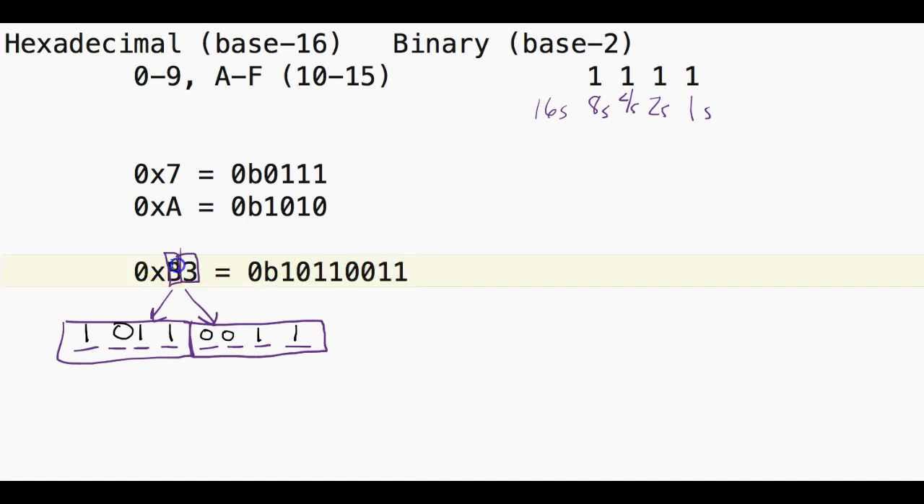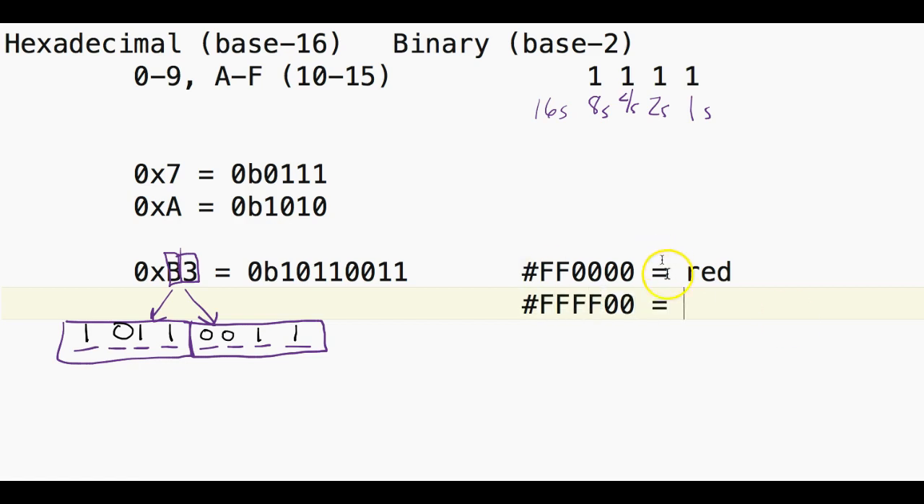You may have seen these hex digits before in web codes. So if you have web color codes, you might have seen like that is red, and like something like this, that is full red, full green, that is yellow. So these are actually just numbers in hexadecimal, and the computer converts them into binary itself. So that's how you convert from hex to binary.